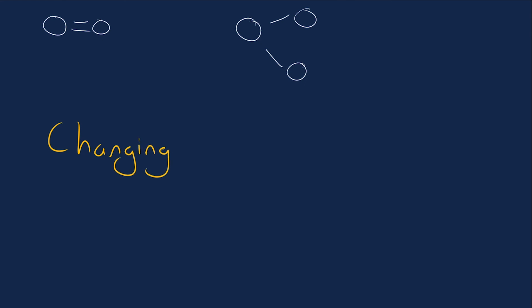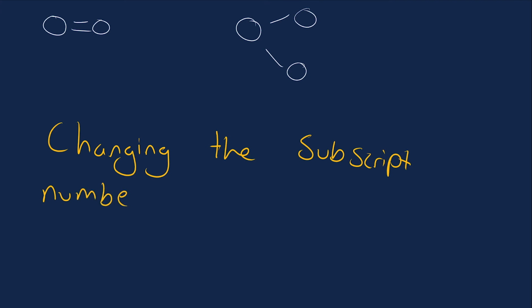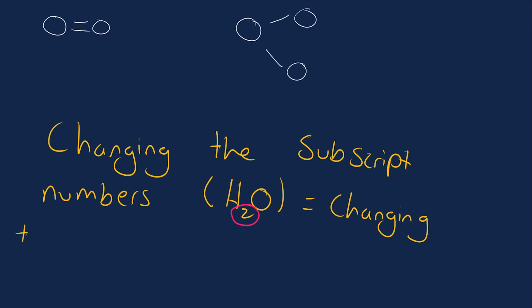So again, let me make this quick note. Changing the subscript numbers, and that is things like H2O. The subscript numbers are things like that, the little 2 underneath the symbol for hydrogen. Doing that means you are changing the chemistry that you're describing. Do not do this.